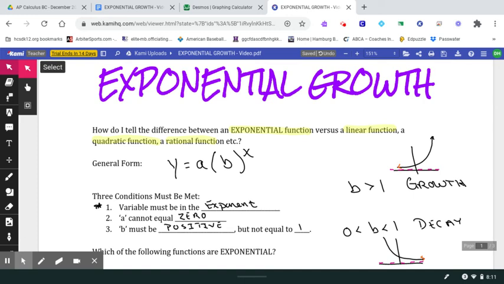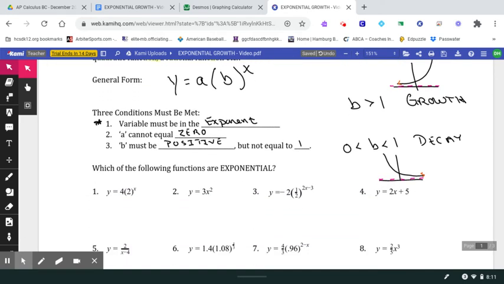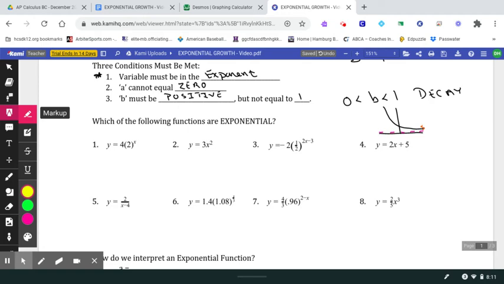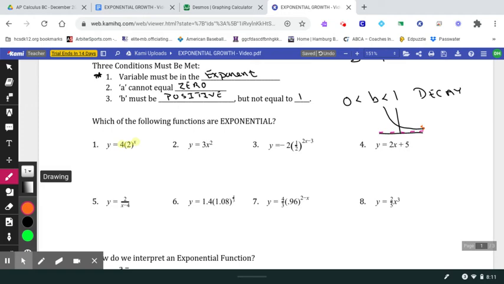So we're going to use those three conditions we just talked about to help distinguish which of the following functions are exponential. We'll go through our checklist here. Looking at the first equation, our variable's in the exponent, check. Our a is not 0, check. And our b value is positive but not equal to 1. So I think we've met all of the criteria, and we're going to say, yes, this is an exponential function.